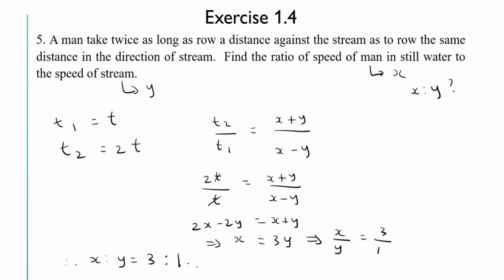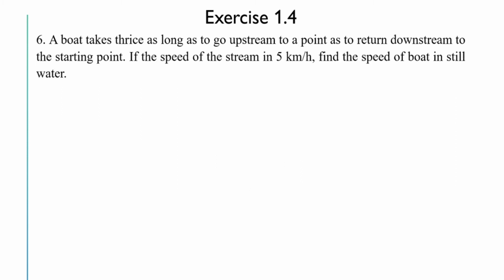So this is the required answer. The next question: a boat takes thrice as long to go upstream to a point as to return downstream to the starting point. If the speed of the stream is 5 kilometers per hour, find the speed of the boat in still water. So we are given the speed of the stream y is equal to 5 kilometers per hour. We have to find the speed of the boat in still water.